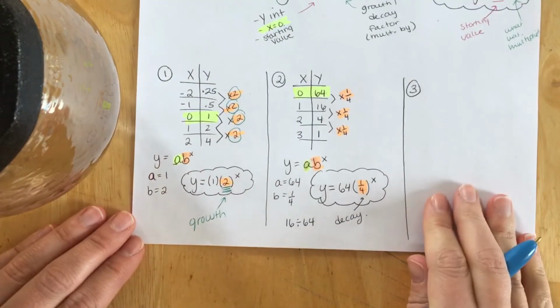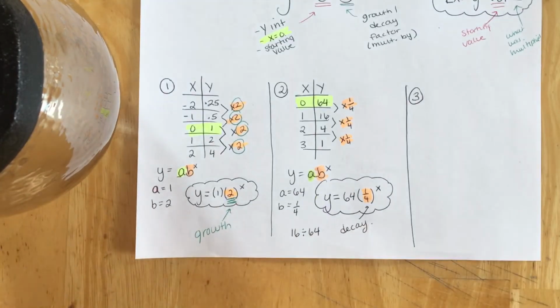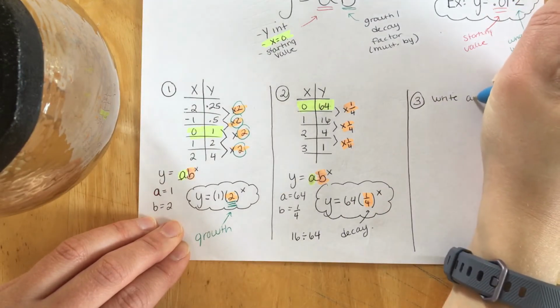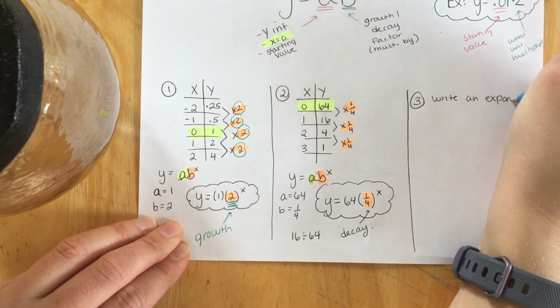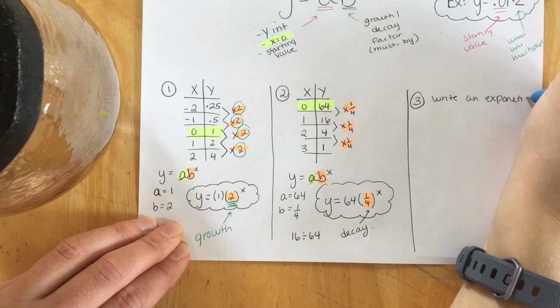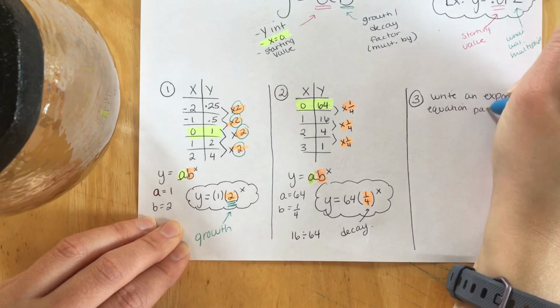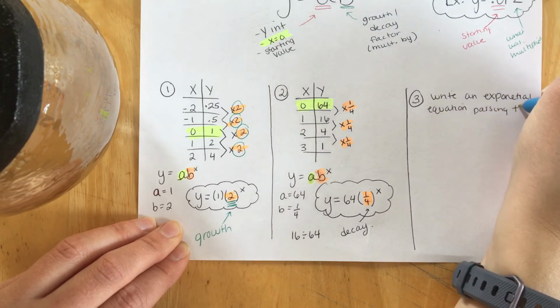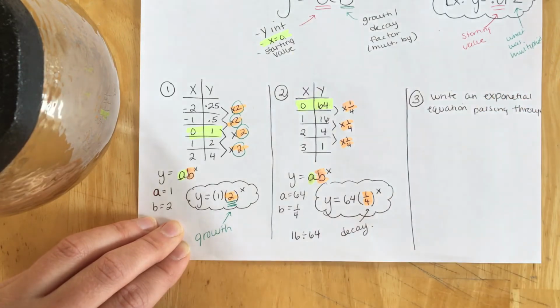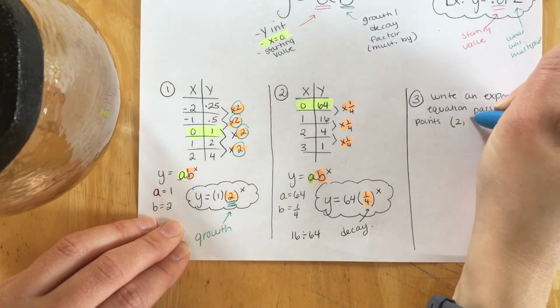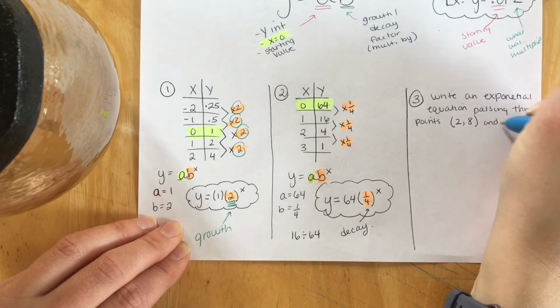And then you guys can shut me out for the day and do the next problems you're on your own. The challenge problem is going to be: write an exponential equation passing through the points 2, 8 and 3, 4.